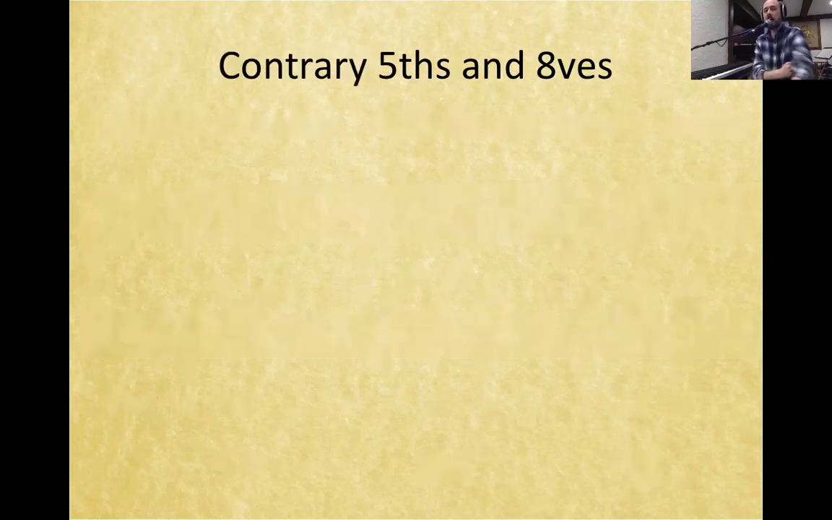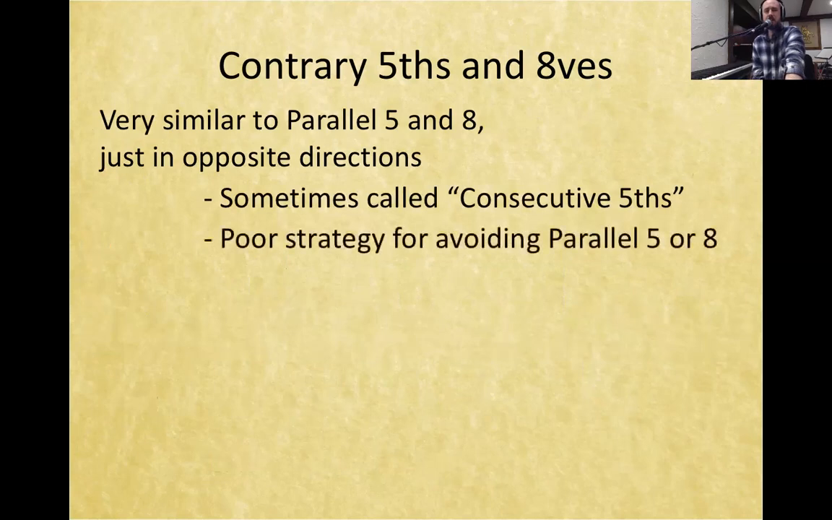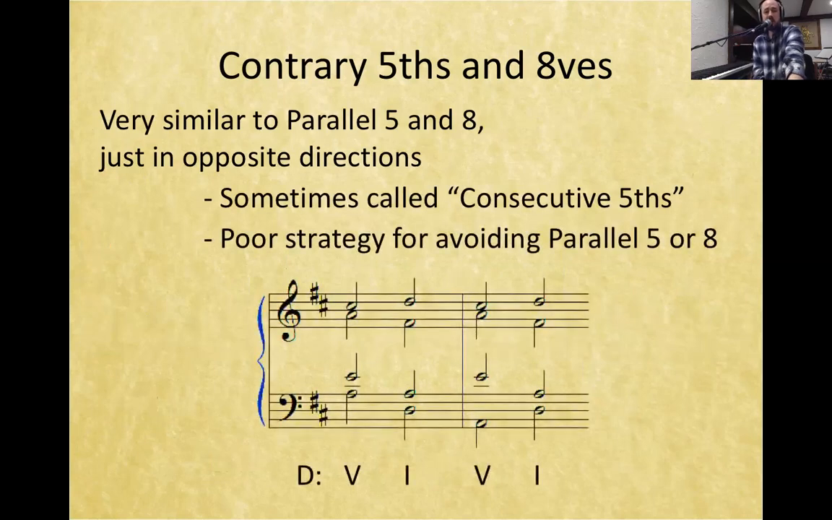Okay, we're going to speed through these other ones because they're not nearly as important, and you can get the big idea from looking deeply at parallel fifths and octaves. These are contrary fifths and octaves, so this should be really quick. On this first example, we have between the basses and the tenors, right? Oh, sorry.